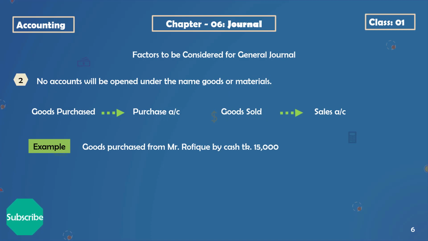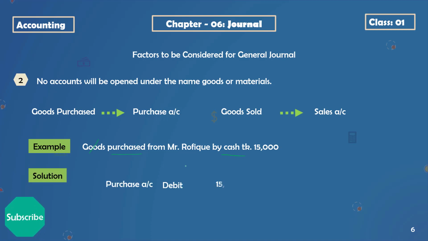Goods purchased from Mr. Rafiq by cash, taka 15,000. So goods purchased, we cannot write goods account, so we have to write purchase account. And since goods are purchased by cash, the other account is cash account. So let's solve the problem.